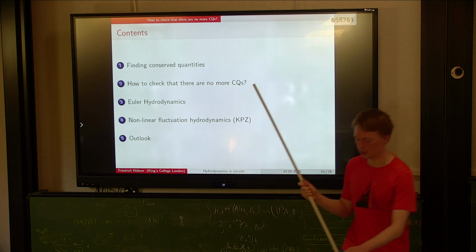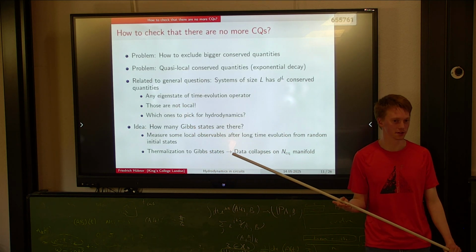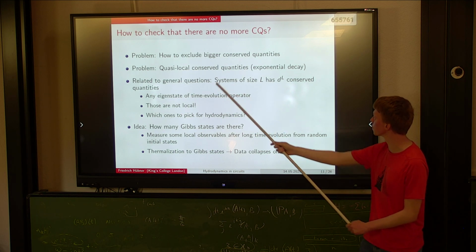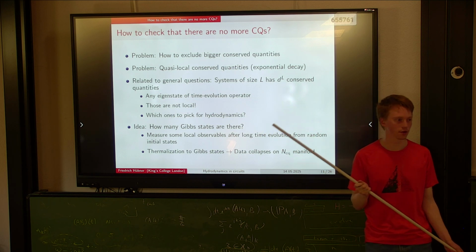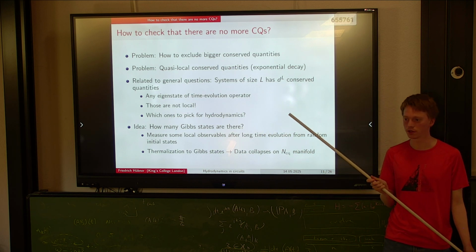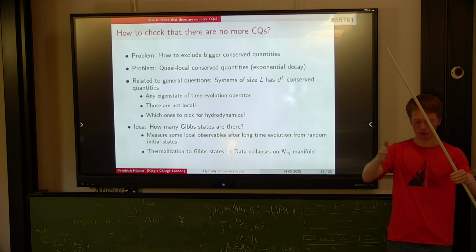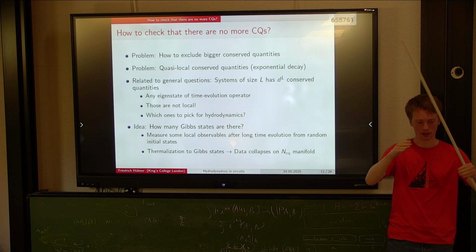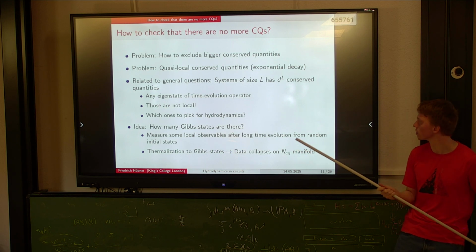So now we have all of these gates, but the problem is, there could be bigger conserved quantities, and we cannot find them with the numeric algorithm. And also, there could be these quasi-local conserved quantities that also contribute to hydrodynamics, conserved quantities that are not a sum of, I don't know, 5-side densities, but densities that are everywhere in space but decay exponentially fast, for instance.